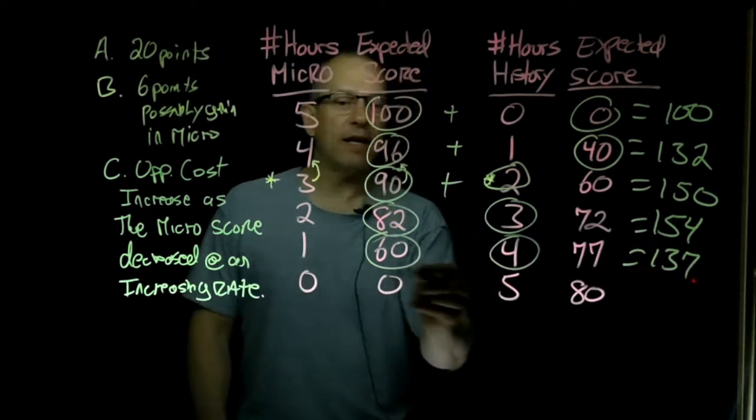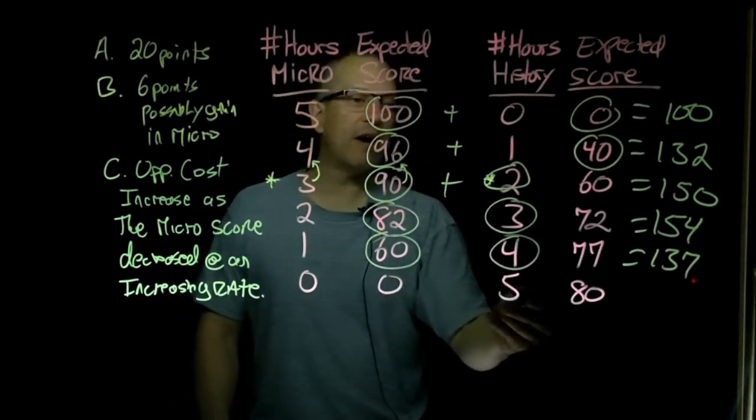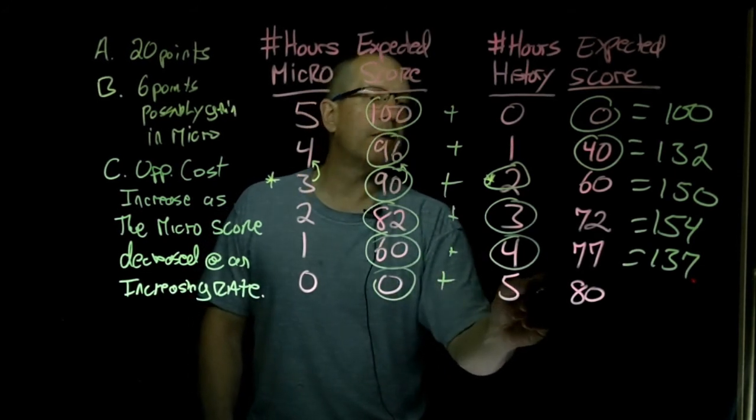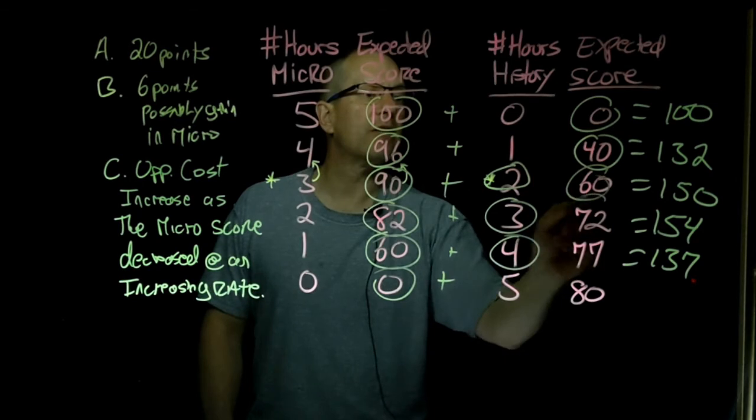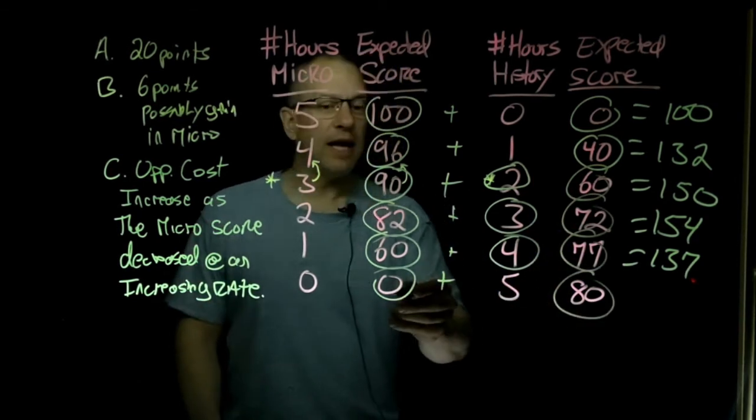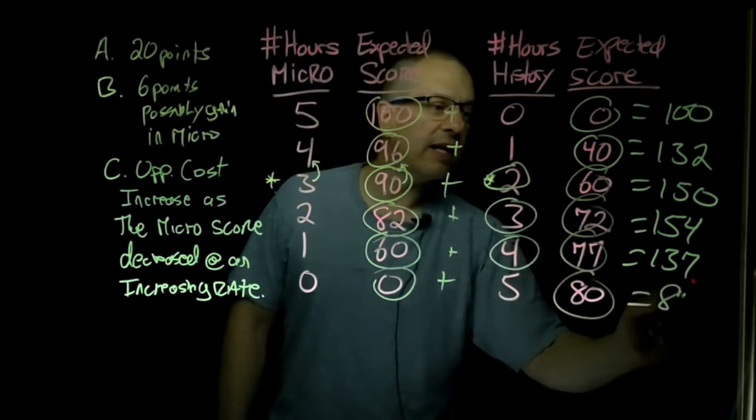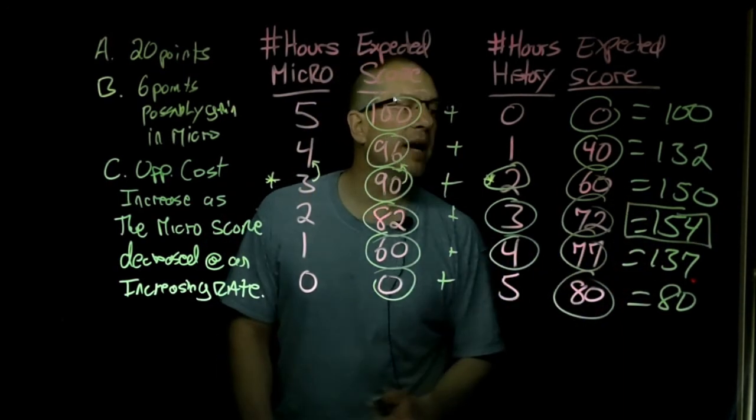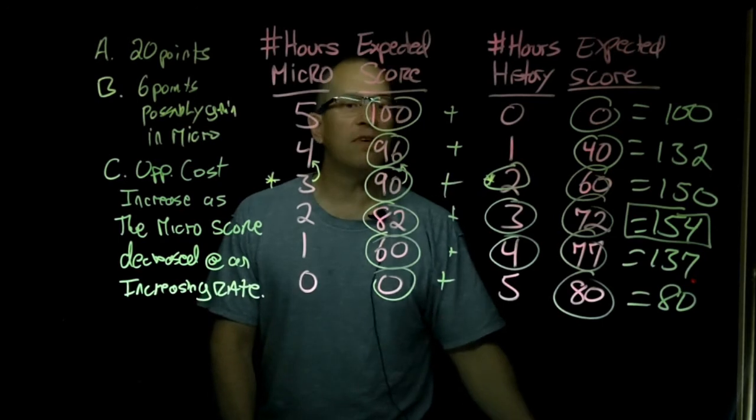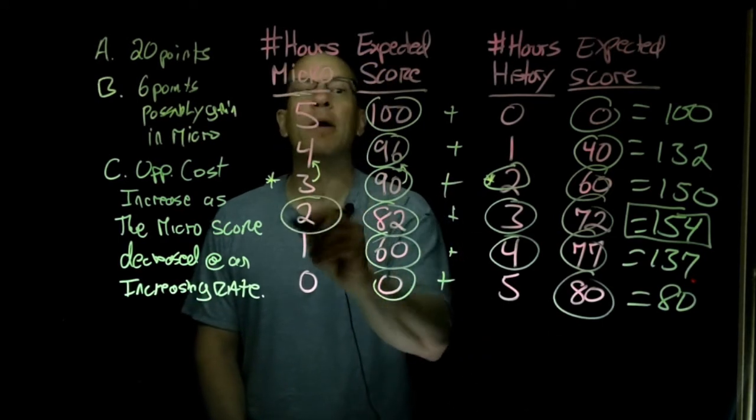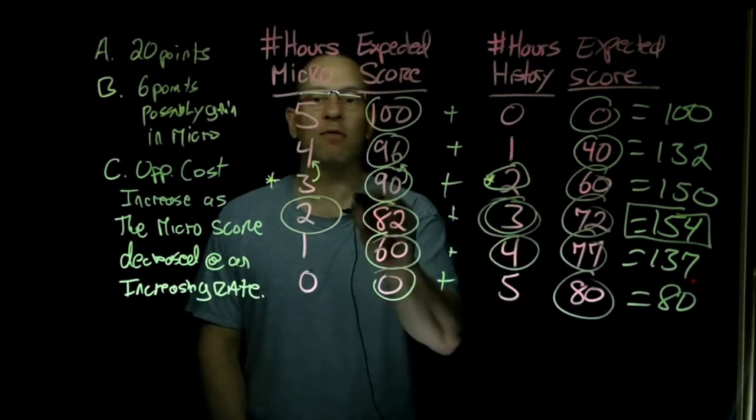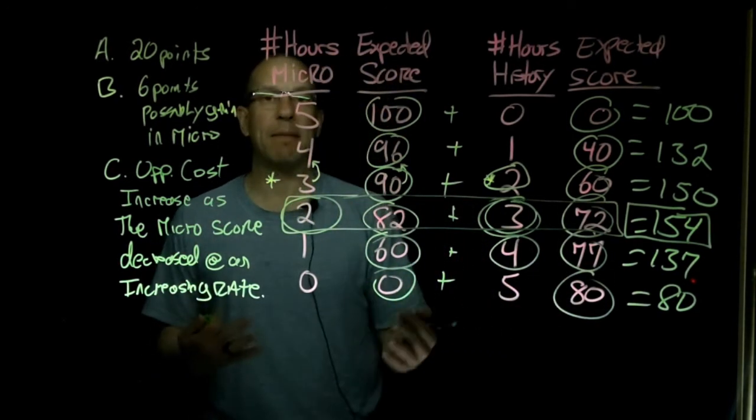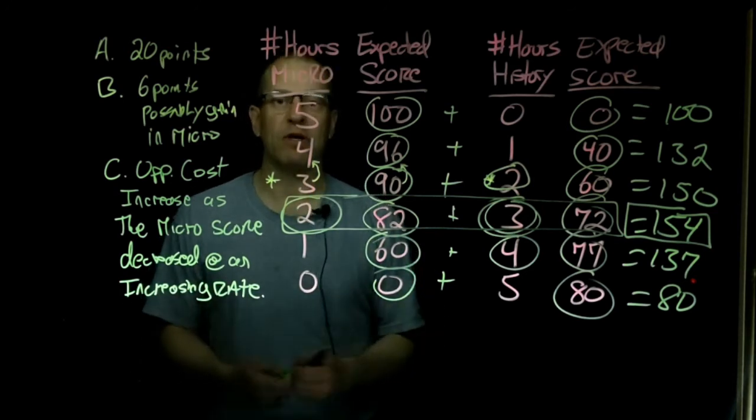Then 0 hours for micro and 5 hours for history, I would end up adding, oops, sorry, I kind of screwed that up. 0 plus 80, my score would be 80. And so what we're saying here is they want us to know what our highest combined score is, and that would be 154. So that would be studying 2 hours for micro and 3 hours for history. That combination would give us our greatest result.